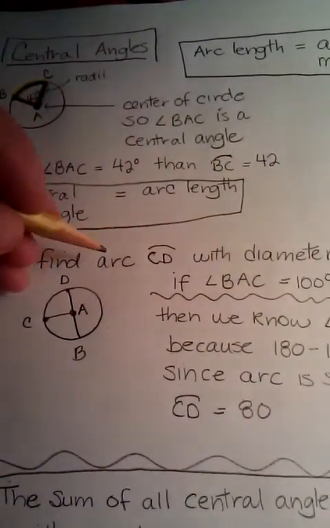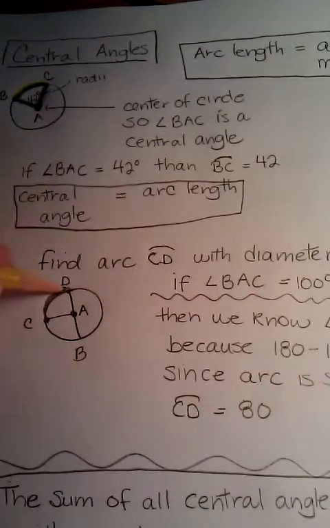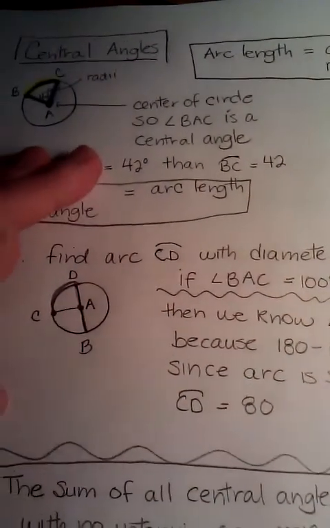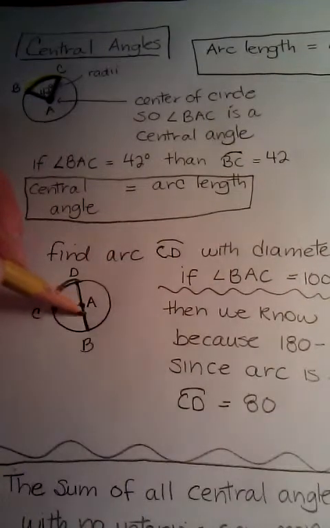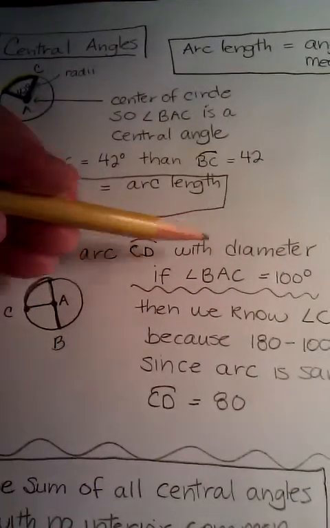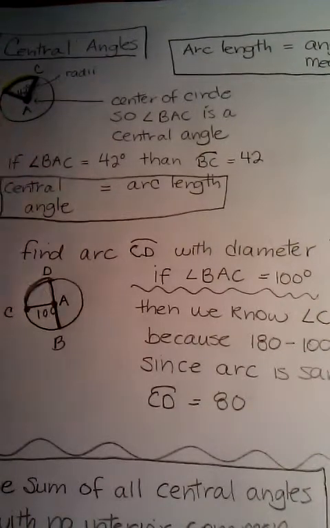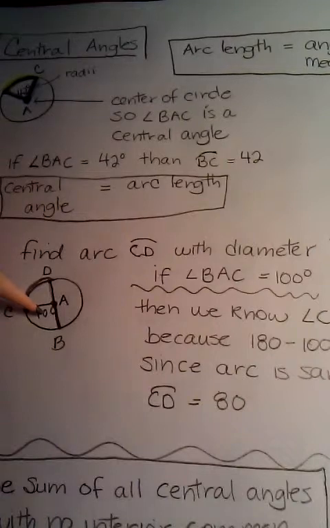Find arc length CD, so we're going to look for this. If I tell you that this is the diameter, and if I know that BAC, this guy right here, is 100, so I wrote that here. So if this is 100, a good thing to do is draw a picture and then put in the angle measures that you know. So this is 100. I want to find out what this little guy right there is.